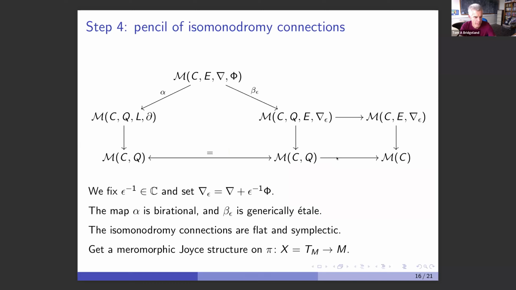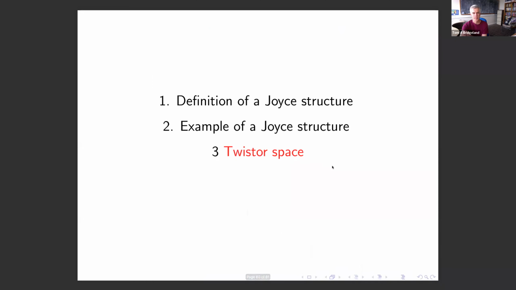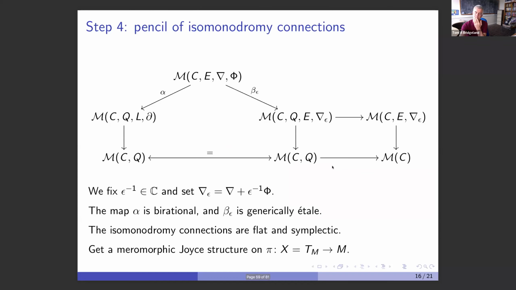Are there any questions? Okay, so this is a pretty rich geometric structure on these spaces.